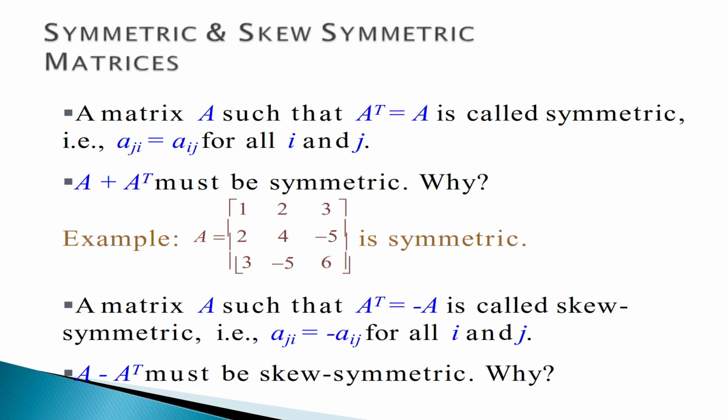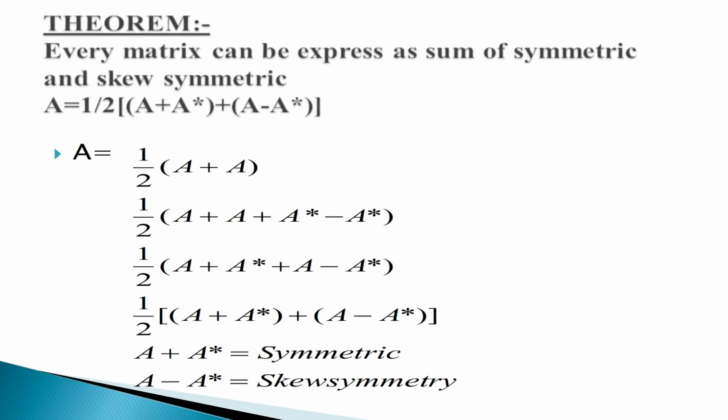What is a skew symmetric matrix? A matrix A is said to be skew symmetric if A transpose is equal to minus A. That means A J I is equal to minus A I J. A minus A transpose must always be skew symmetric. Next we have one theorem.